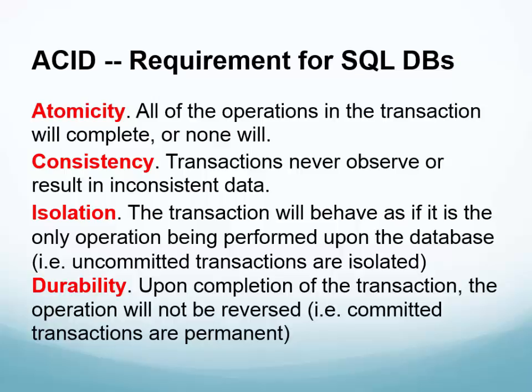Atomicity, this is what an RDBMS does. Atomicity: all of the operations in the transaction will complete or none will. Consistency: transactions never observe or result in inconsistent data. Isolation: the transaction will behave as if it is the only operation being performed upon the database, that is, uncommitted transactions are isolated. Durability: upon completion of the transaction, the operation will not be reversed, for instance, committed transactions are permanent. These are the things that make sure that the data is consistent and reliable. It's not eventually consistent.